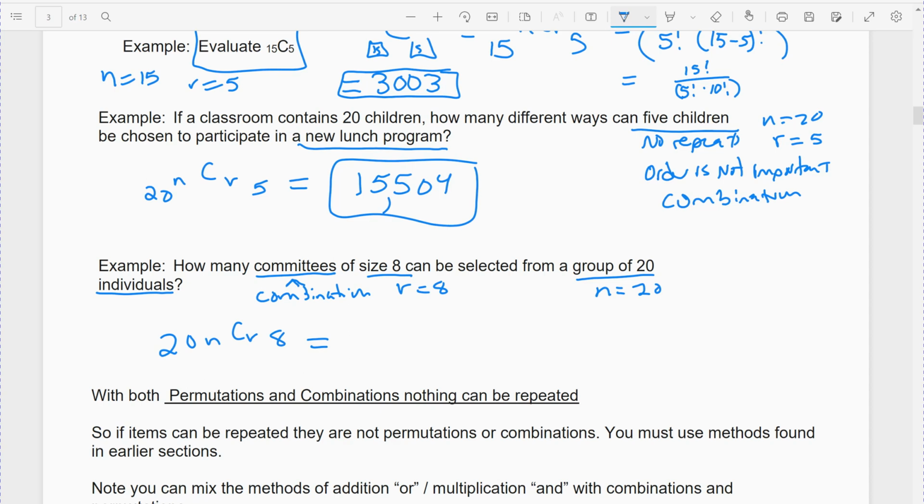Again, type that out in the calculator. It comes out to 25,970 different committees. Basically, it would be that many different groups of 8 if I started off with 20 people and selected 8 of them.